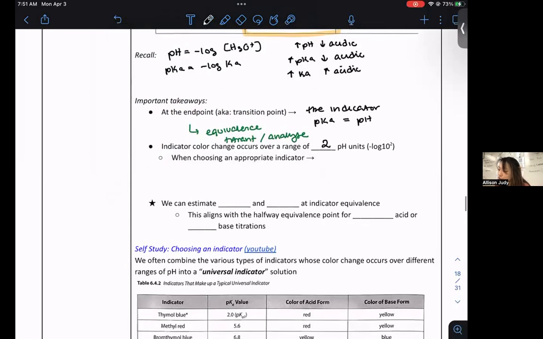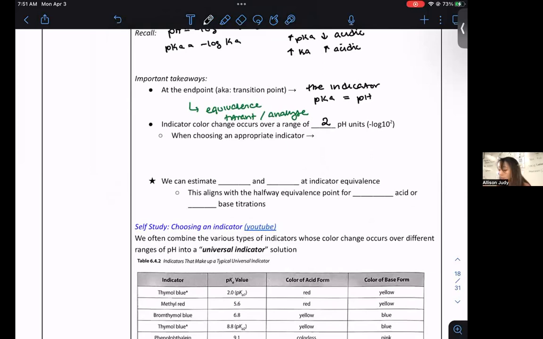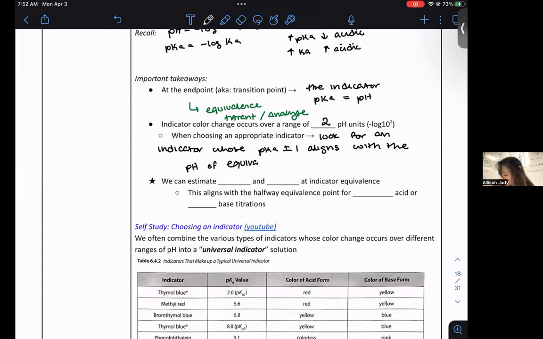And when choosing an appropriate indicator, which can be a type of AP question, you want to look for an indicator whose pKa plus or minus 1, i.e. the pH range of 2, aligns with the pH of equivalence for our acid-base neutralization, the equivalence point for the titrant and analyte that is the focus of the study.